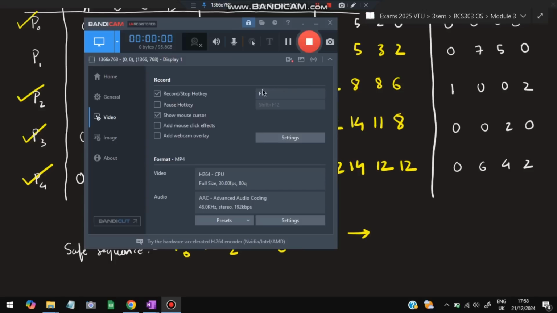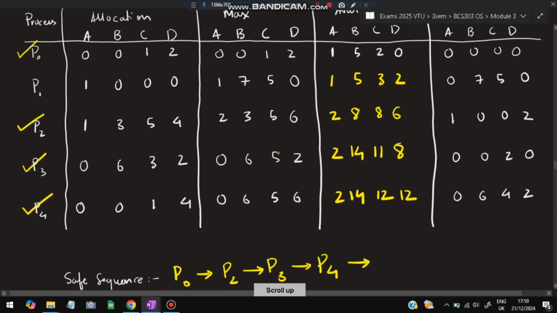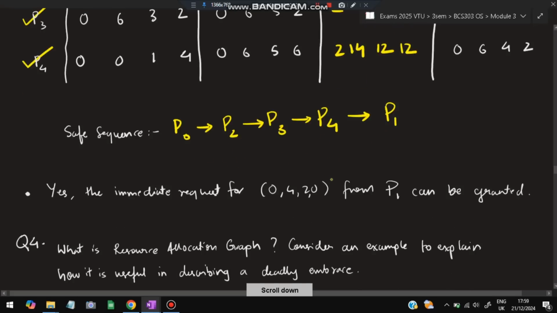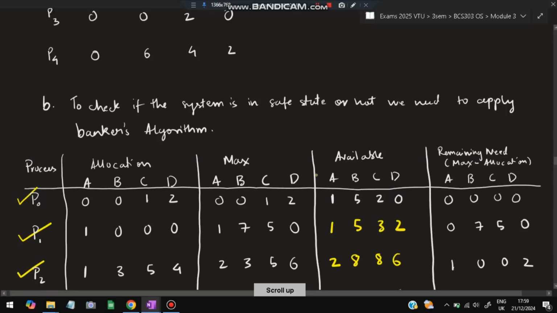Okay, now after this I'll go back and check P1. So can I satisfy P1? 2, 14, 12, 12, 0, 7, 5, 0. Obviously I have more resources and its requirement is less now, so I can satisfy its need. So I'll satisfy P1 and P1 will also be executed, and hence if we go in this sequence, at all the times we'll have enough resources so that process will execute completely. Okay, so this is the safe sequence. Got my point? Okay, next question was this is all what you have to do.